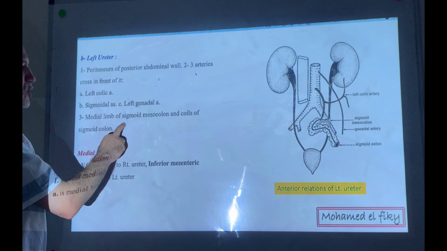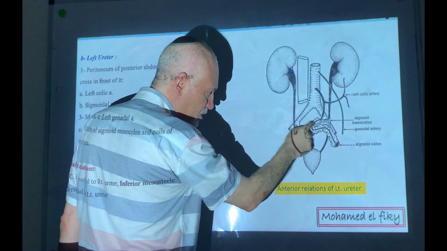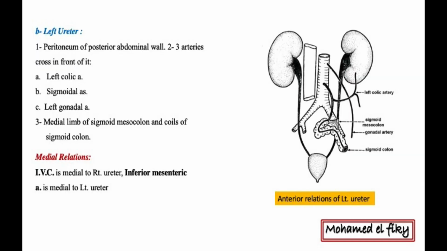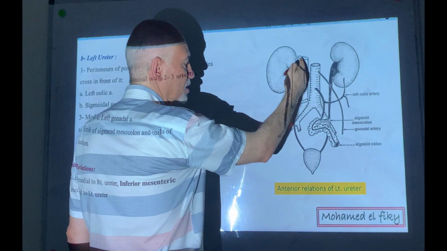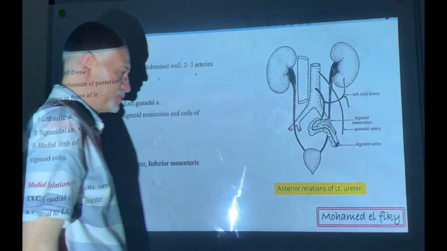Medial lip of the sigmoid mesocolon. This is the sigmoid colon, but the peritoneal fold is called the sigmoid mesocolon. Medial relation: in the right ureter, the inferior vena cava, and on the left side, the abdominal aorta.